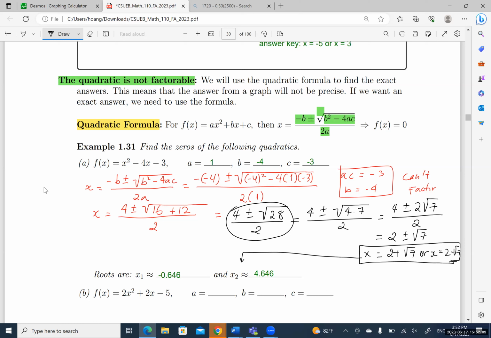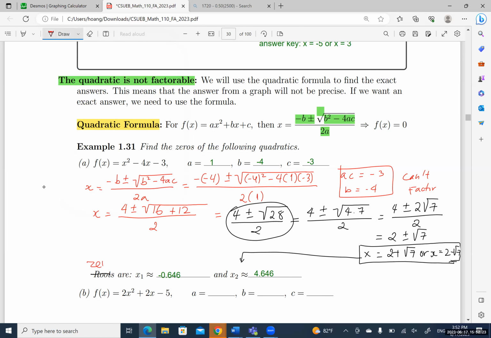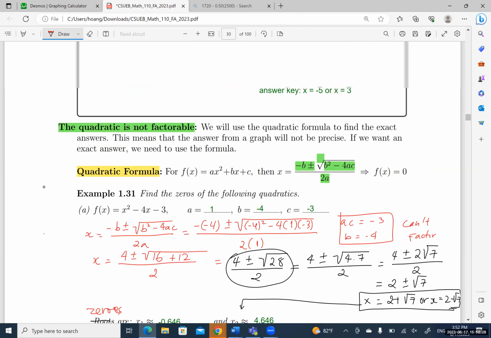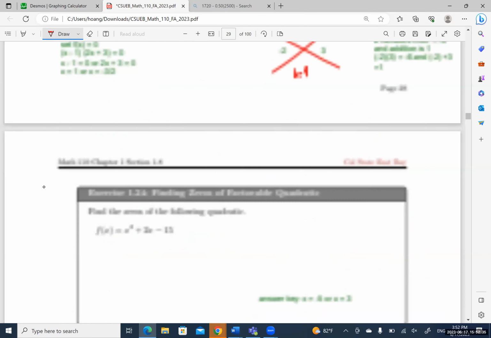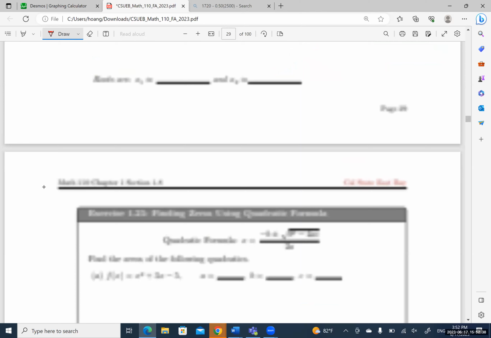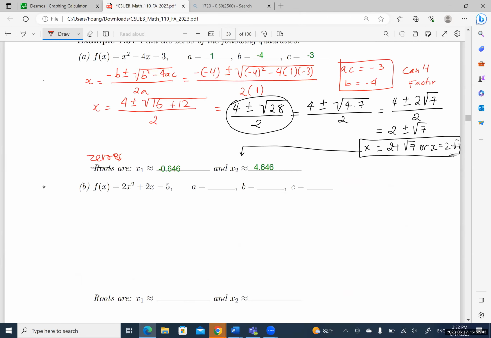I would write zeros instead of roots, better, because the reason was we are using the word zeros here. So I'm going to use zeros only instead of using the word root.